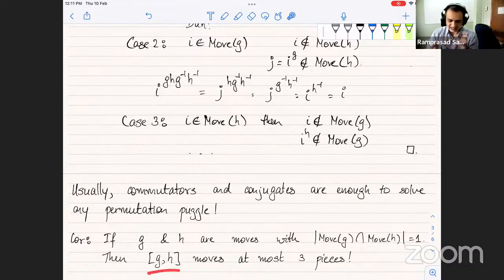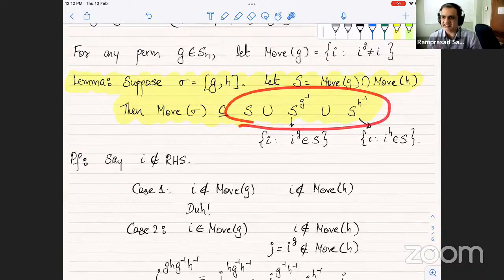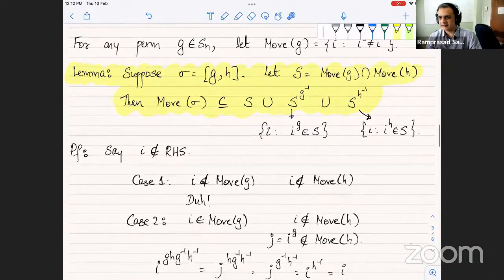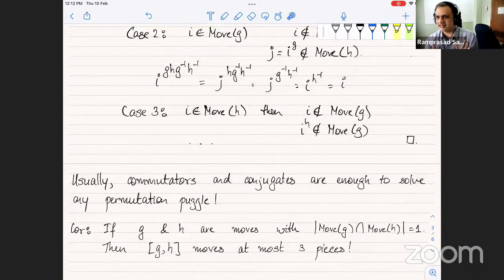Then notice that the right hand side is a set of size at most 3, which means it can move at most 3 pieces. So what I'm saying is that if this S happens to be a singleton, this is a singleton, this is a singleton, this is a singleton. So certainly this union is at most 3 elements. So somehow you magically are able to come up with these moves that locally only move 3 pieces. It doesn't change any of the other pieces. Okay, so is this corollary clear as to why it is a simple corollary of the previous fact?